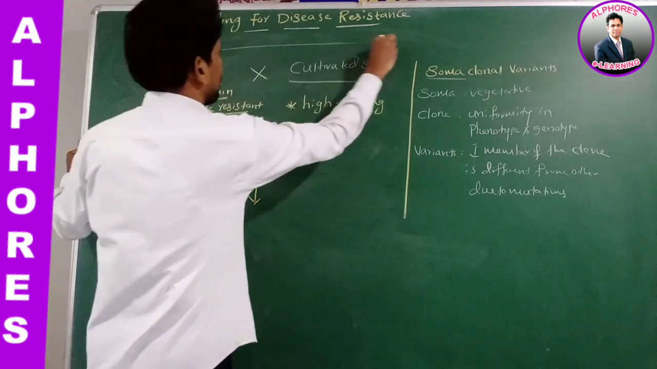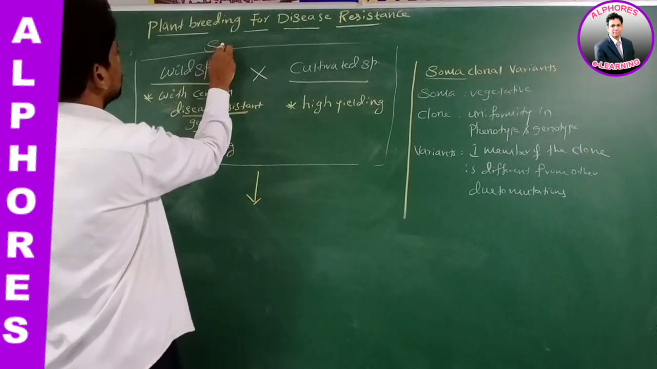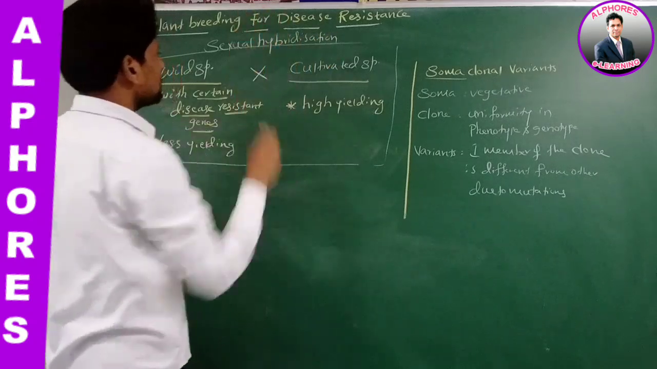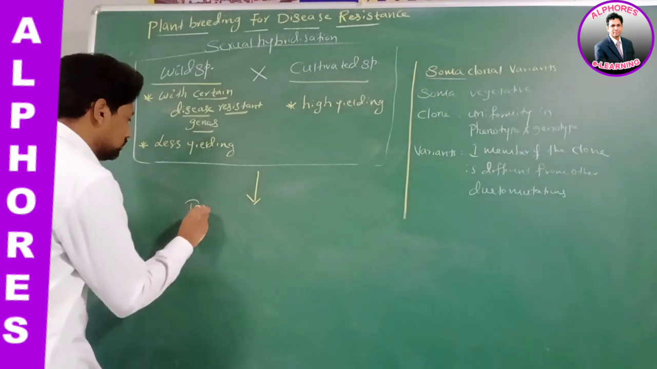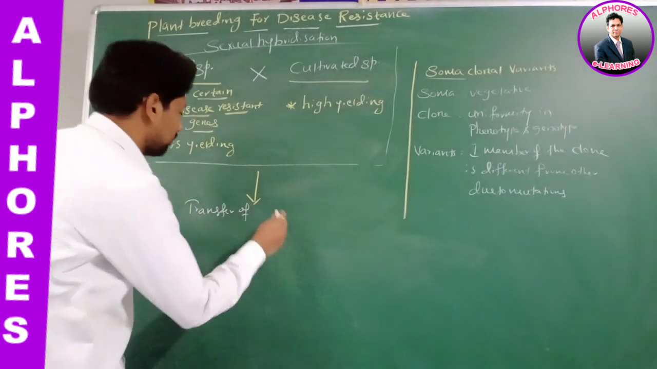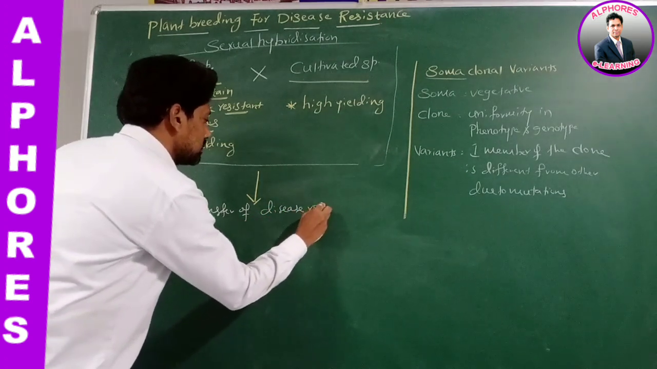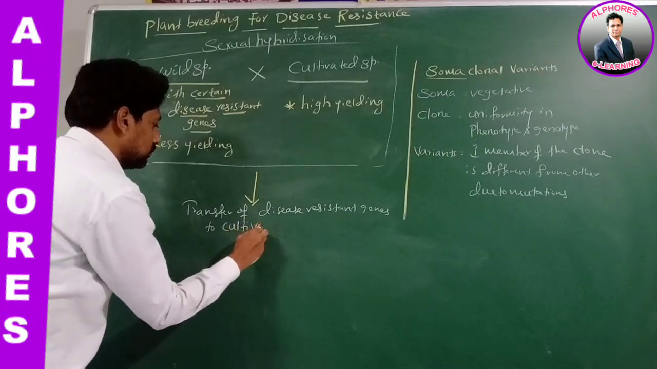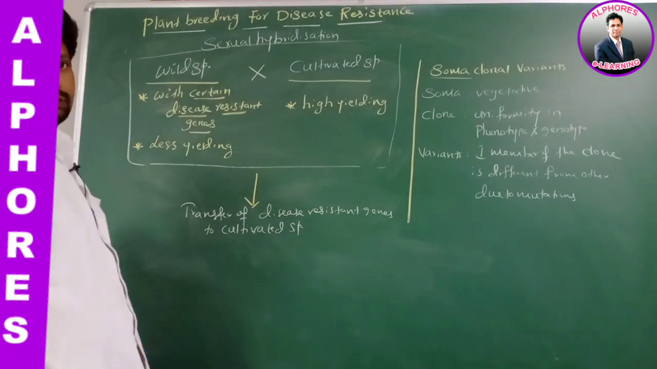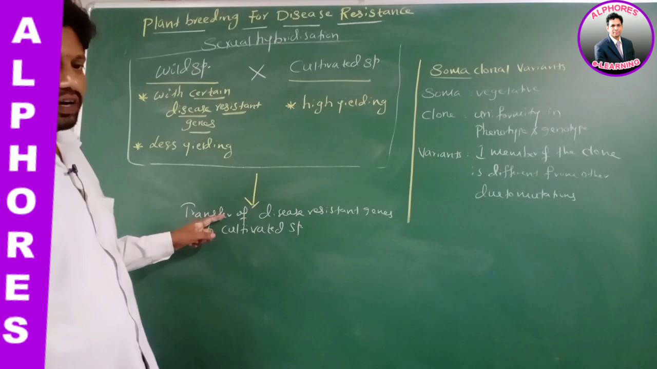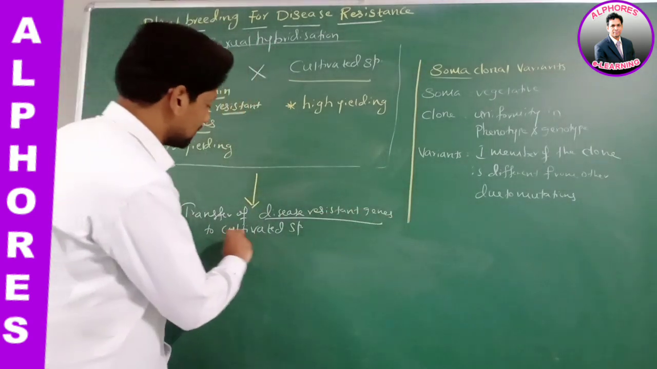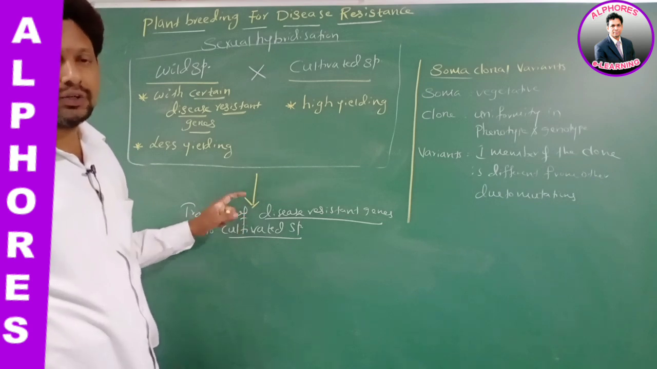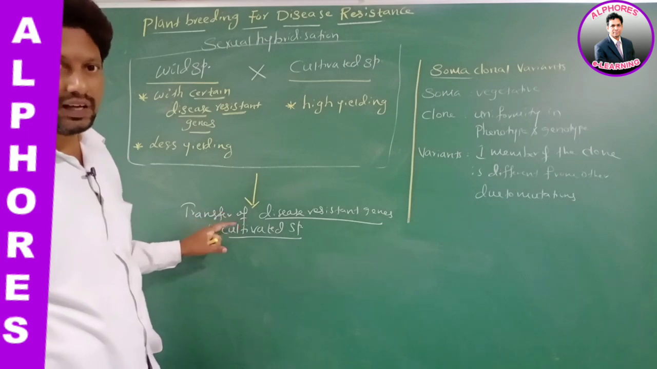We call this sexual hybridization. Then what happens? Transfer of disease resistant genes to cultivated species. Is this statement okay? Clear? Therefore, what has transferred? Disease resistant genes are transferred to cultivated species during sexual hybridization. Is this statement okay? Now, listen to this statement.